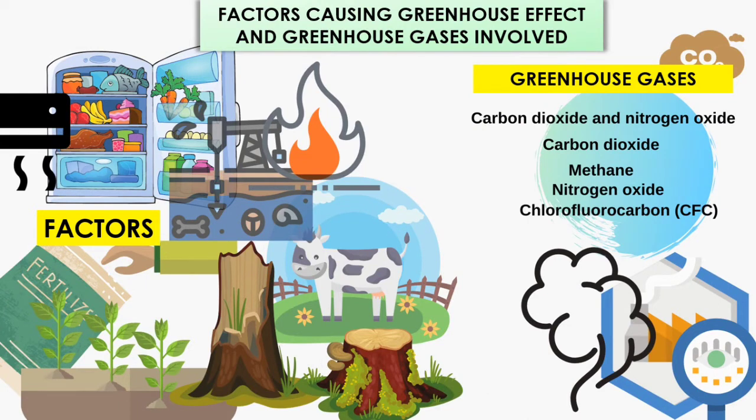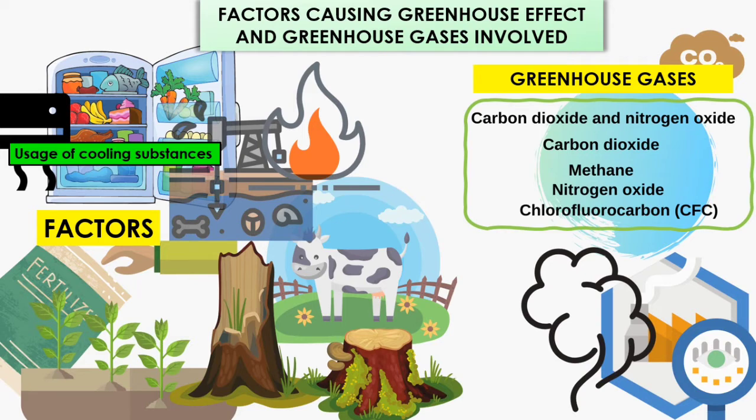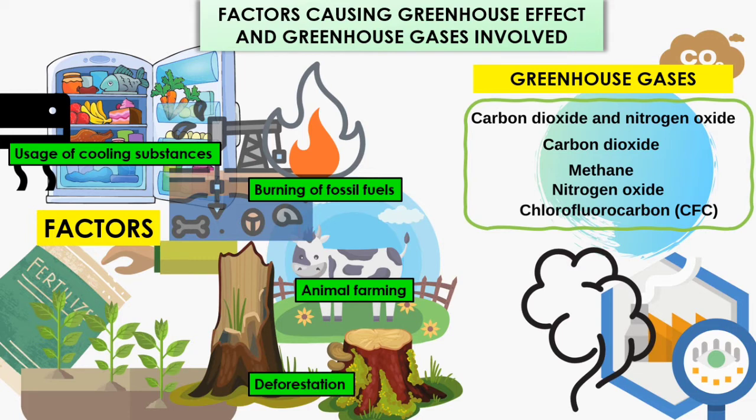Okay, what is the factor causing the greenhouse effect and the greenhouse gases involved? So the greenhouse gases involved are carbon dioxide, methane, nitrogen oxide, and chlorofluorocarbon (CFC). The factors are usage of cooling substances, burning of fossil fuels, animal farming, deforestation, and agriculture activities such as nitrogen fertilizer.